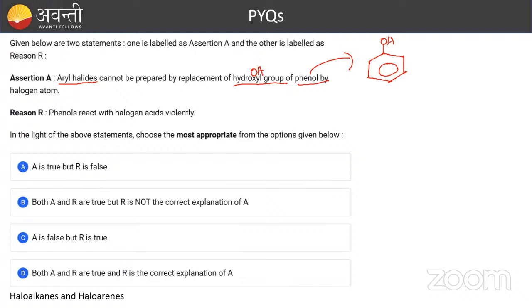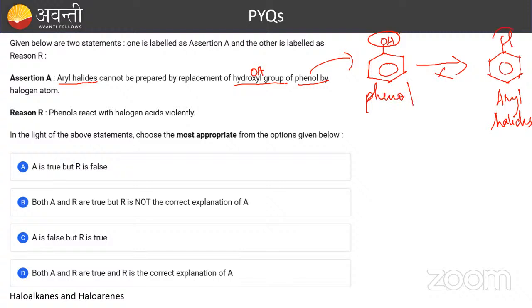Can we prepare the haloarene from phenol? Haloarene means C6H5, for example, let me take Cl, okay? So this is an aryl halide. The assertion says an aryl halide cannot be prepared by the replacement of the OH group of this phenol by the halogen atom. They are saying this reaction will not occur. So what is your answer? Is it true or false? Can we replace OH by Cl directly? Can we replace the OH by Cl?